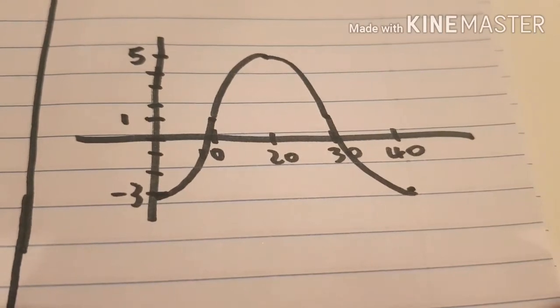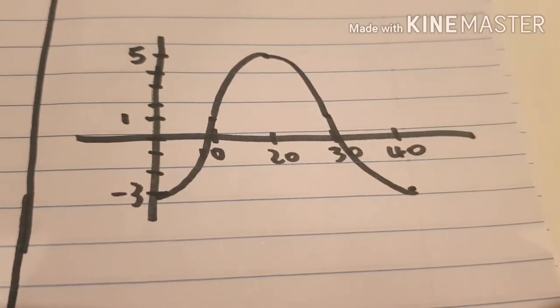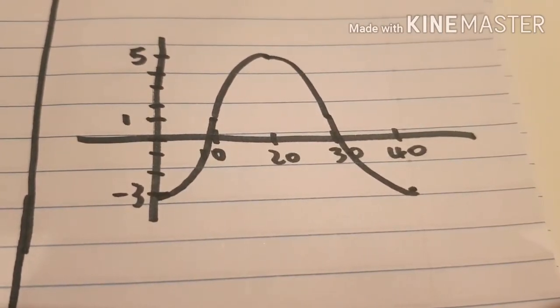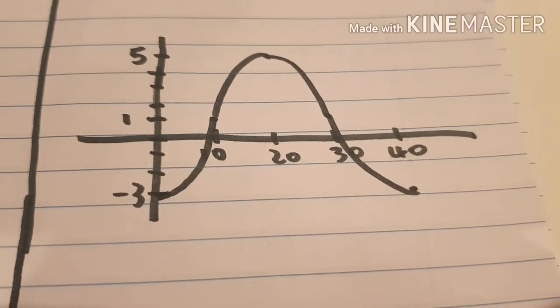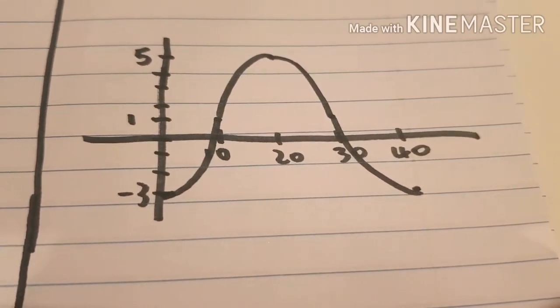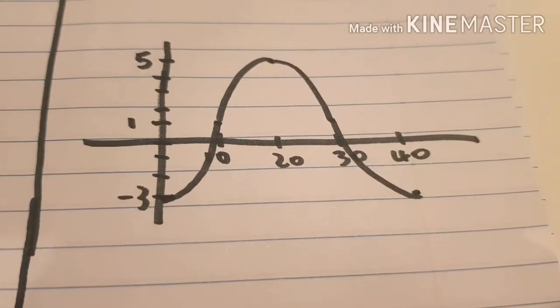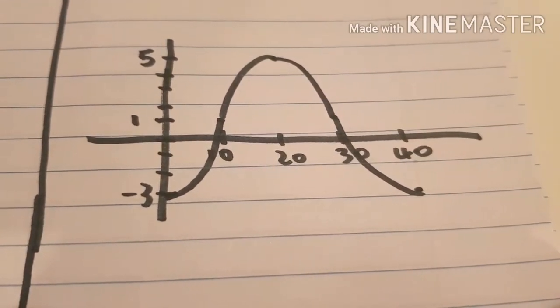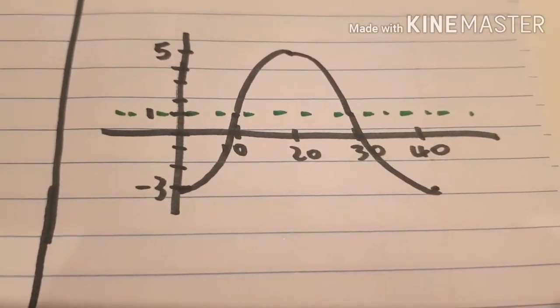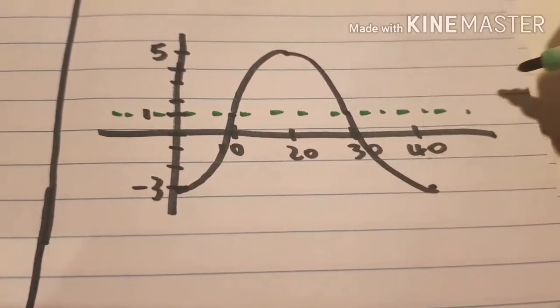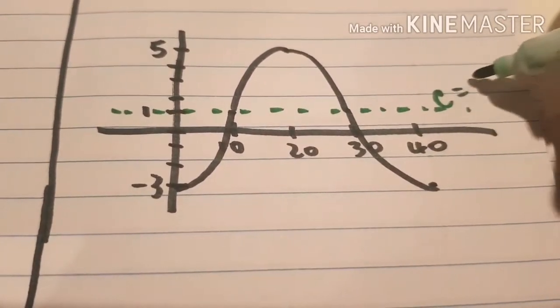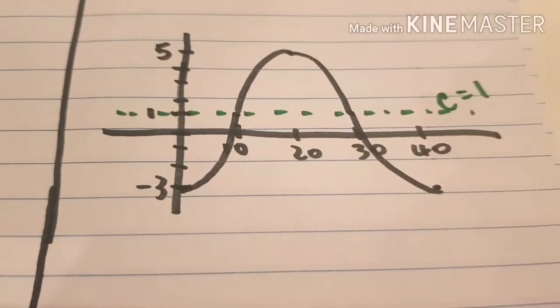How about this one? Is it cosine or sine? In order to figure out, you need to find out the midline. Where is the midline? Yep, that's correct. The midline is at 1. So basically it means my C value is 1.